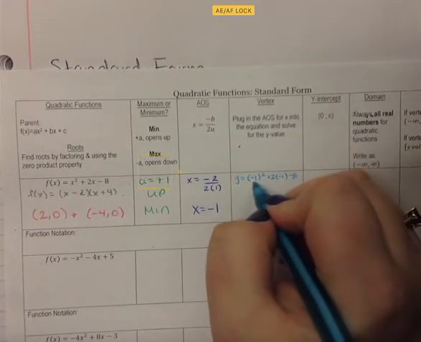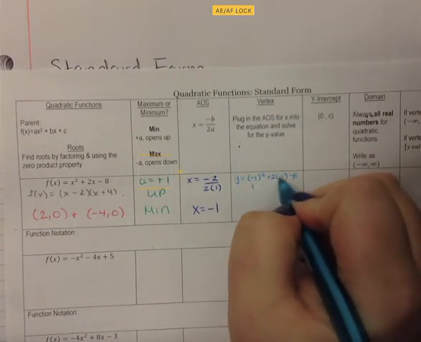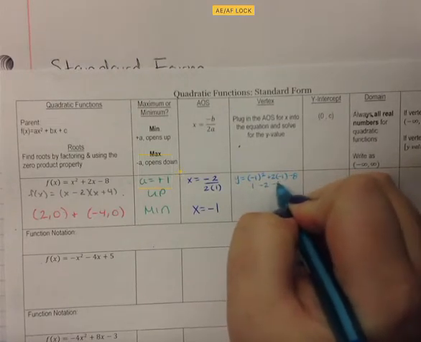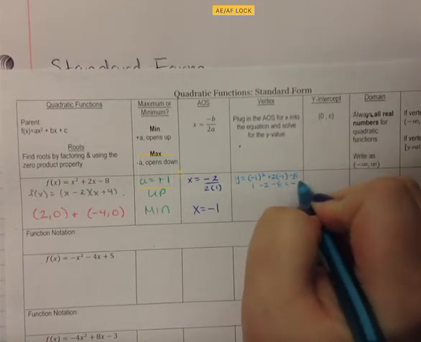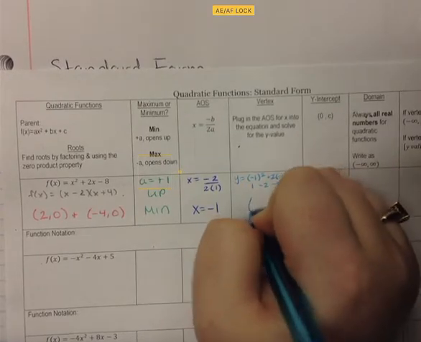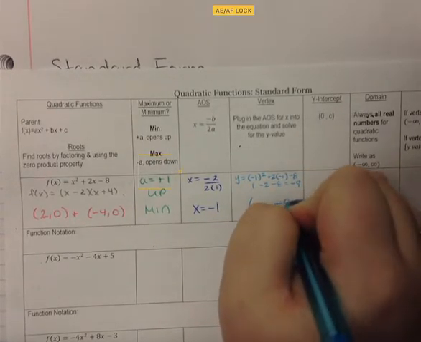So negative 1 squared is 1. 2 times negative 1 is negative 2 minus 8, which is equal to negative 9. So our vertex is at negative 1, negative 9.